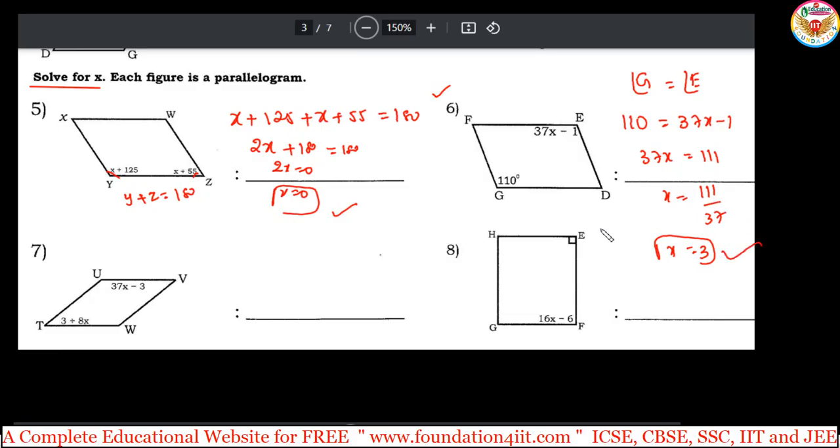You can apply the properties. Right? The meaning of the symbol is 90 degrees. So this must be 90. 16x minus 6 is equal to 90. From this you can solve and find out the x value. Okay.